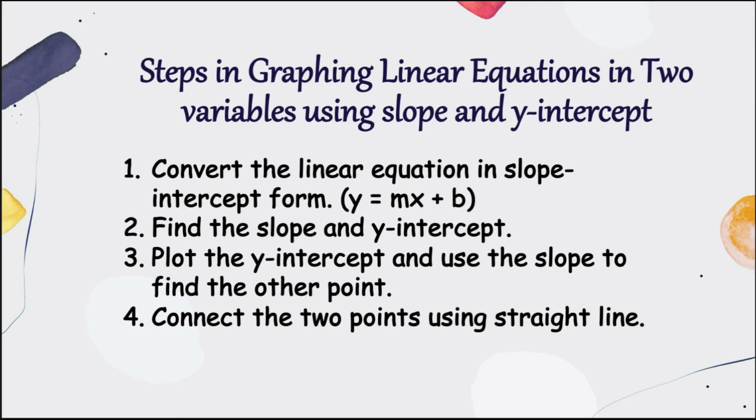So number one, we have to convert the linear equation into slope-intercept form, which is y is equal to mx plus b. So why do we need to do this one? So that it will be easier for us to identify the slope and y-intercept, which is our second step. The third step is to plot the y-intercept, and after that, we have to use the slope to find the other point. And after we get the 2 points, the last step is to connect these 2 points using straight lines. So now, let us proceed in graphing linear equations.